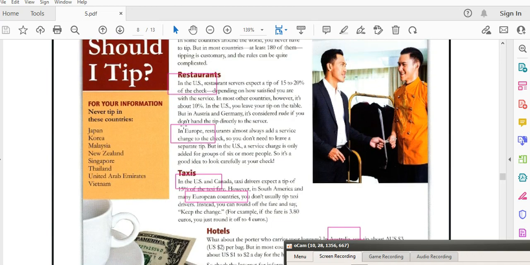Okay, look at this part. These are the countries that you never tip in: Japan, Korea, Malaysia, New Zealand, Singapore, Thailand, United Arab Emirates, and Vietnam.